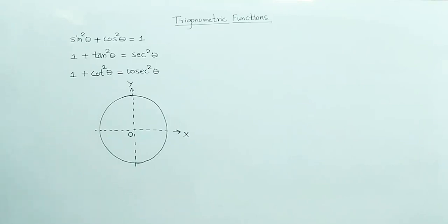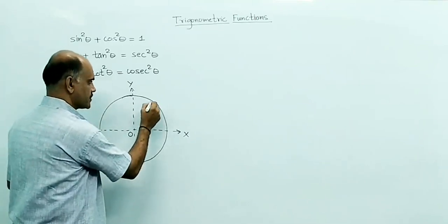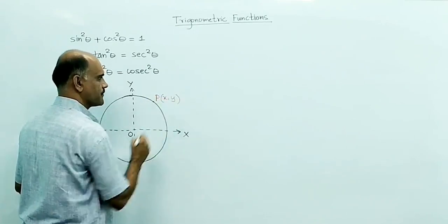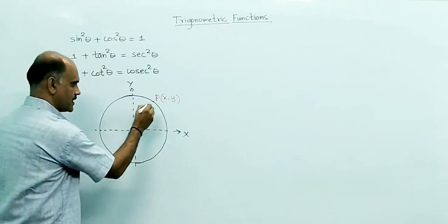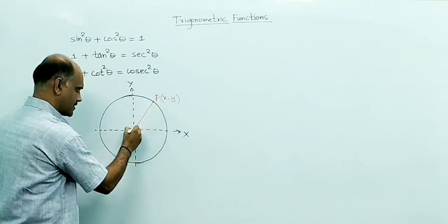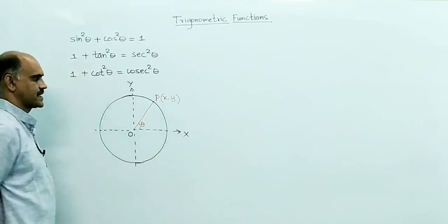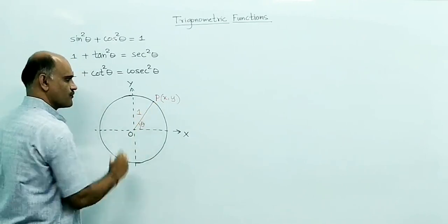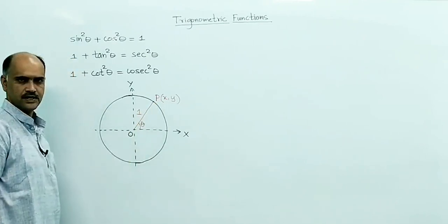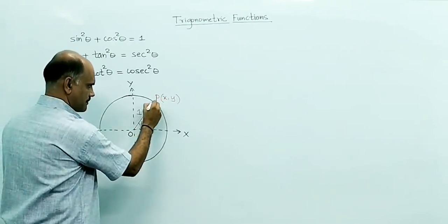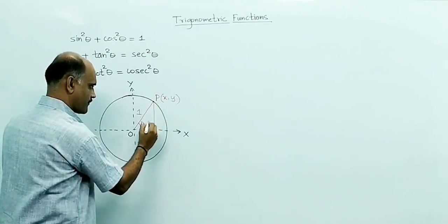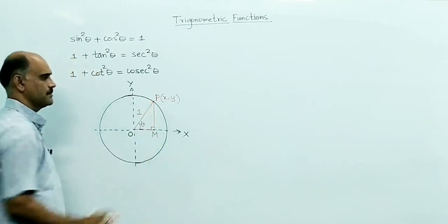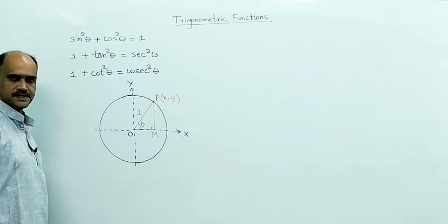Let P be a point on the circle. P(x, y) is a point on the circle making an angle theta with the x direction. Let the radius be 1 unit. If I draw a perpendicular to the x axis, OMP is a right angled triangle.